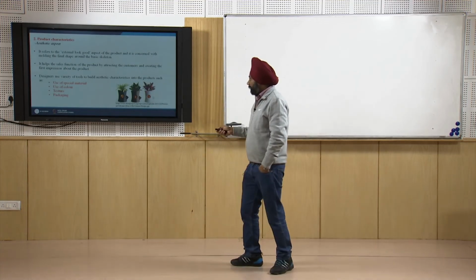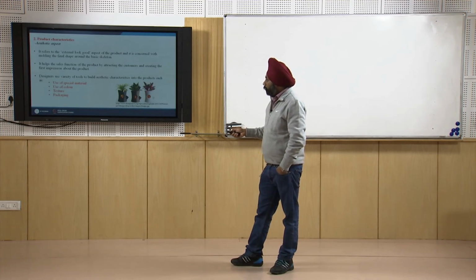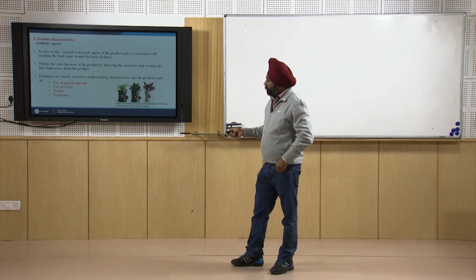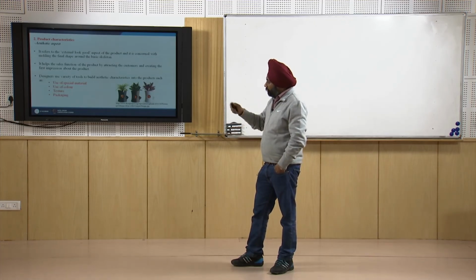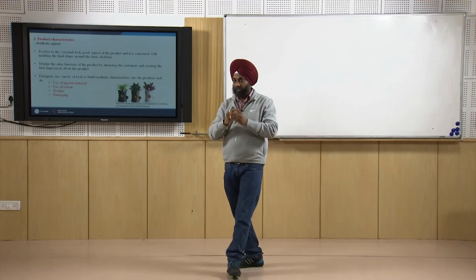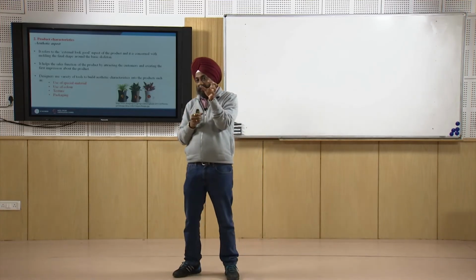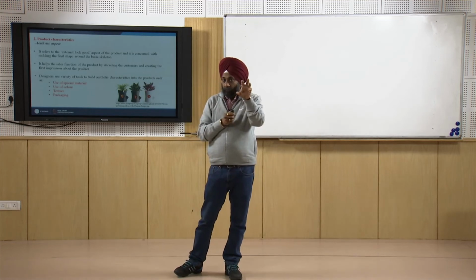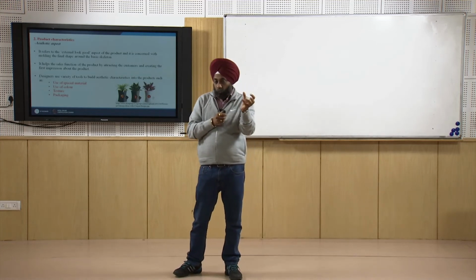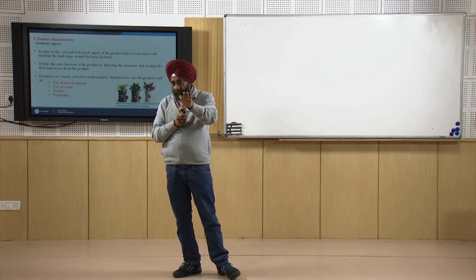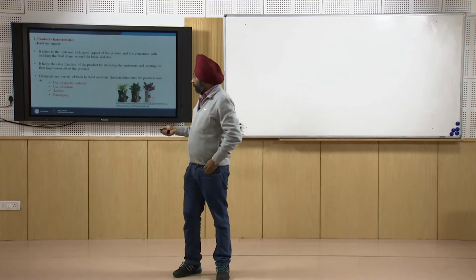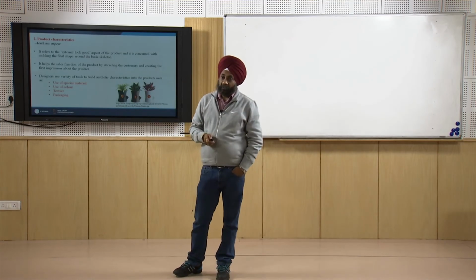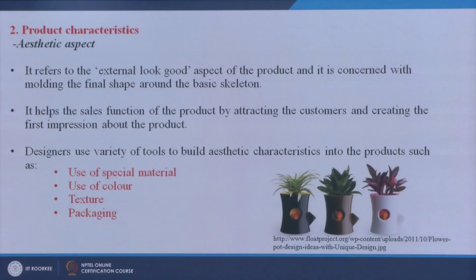Sometimes the designers use special material, they use color combinations, texture may be given to the surface, and sometimes the packaging is done in such a way that aesthetically the product looks appealing. So it is not only the functional scope or the operational scope or the durability and dependability, but it is also the packaging that matters. That is, you can say, the product characteristics related to aesthetic aspects.